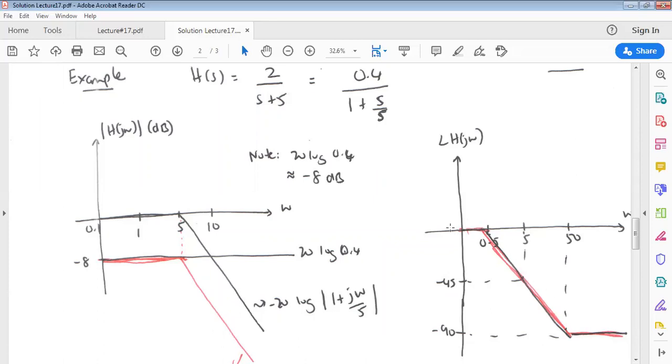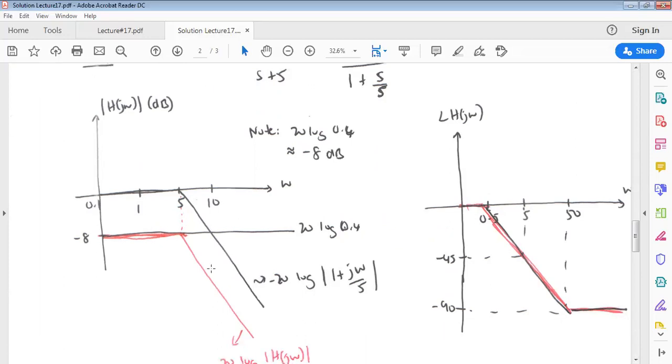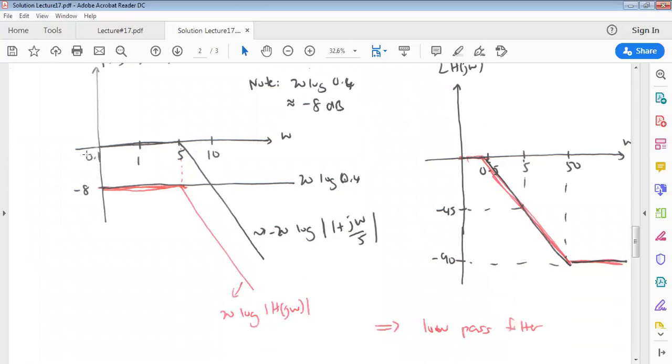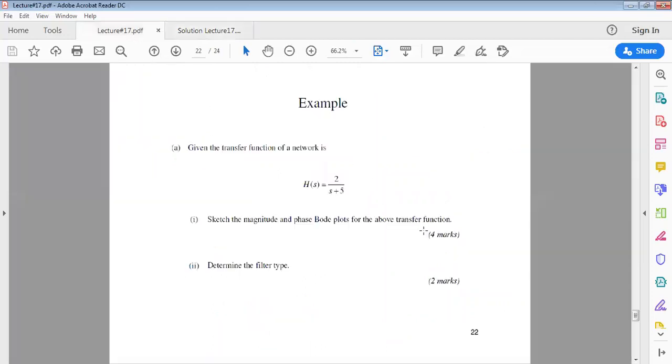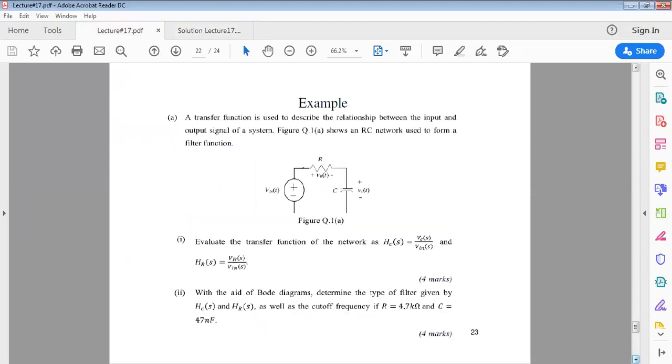So the phase plot looks like this, given by this red line. That should be the amplitude plot, and this should be the phase plot for this transfer function. Evidently, from the magnitude plot, we can see that this is a low pass type of filter. Hopefully it's clear about this example. So let's have a look at the second example.